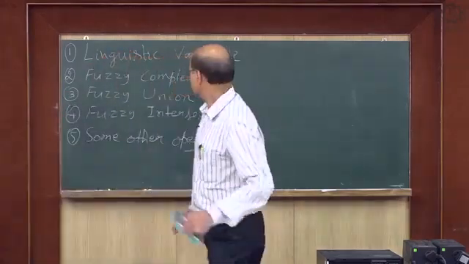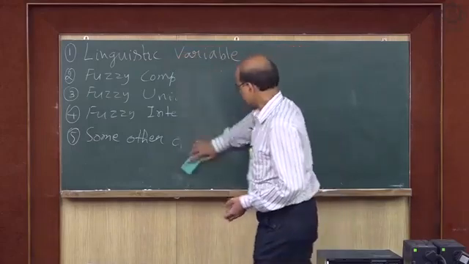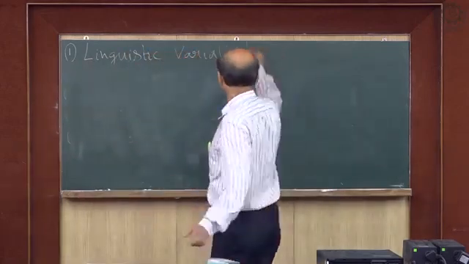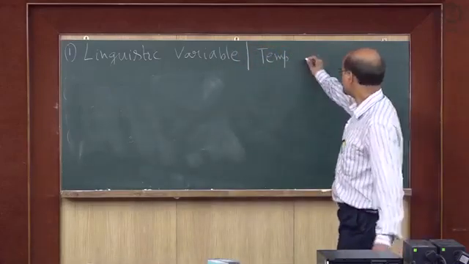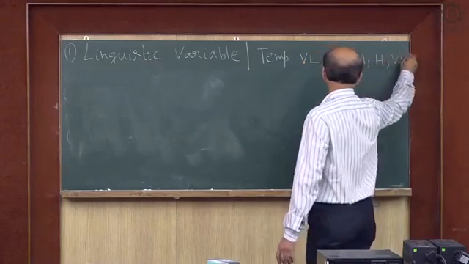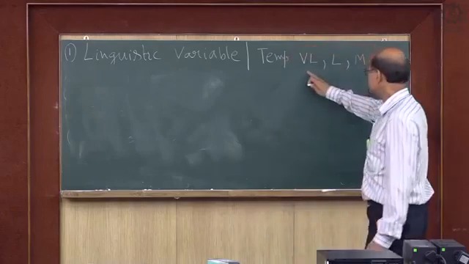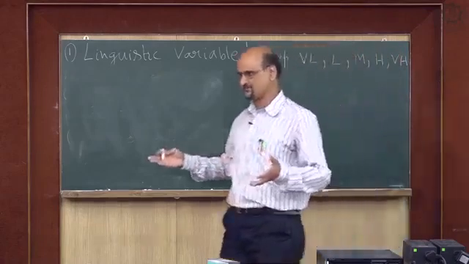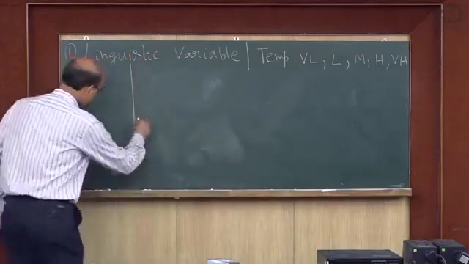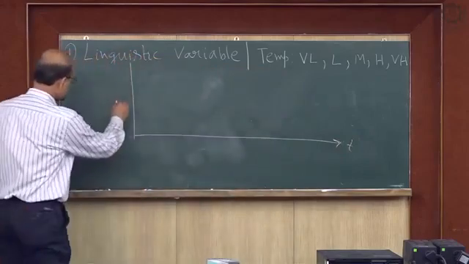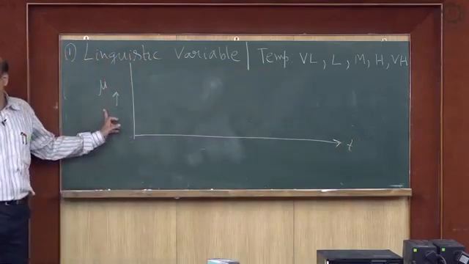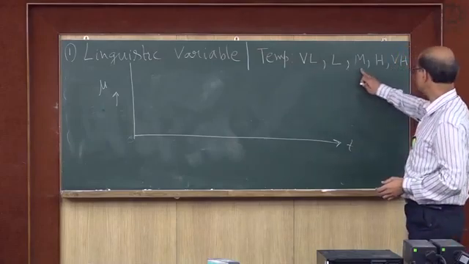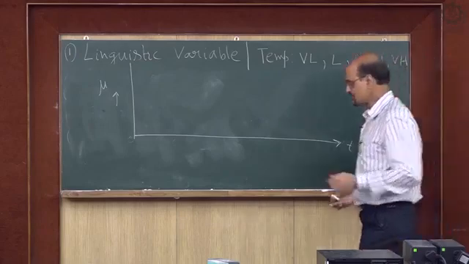Now, let us start with linguistic variable first. Linguistic variable means, suppose we define the temperature. Temperature we can say linguistically as very low, low, medium, high, very high. As we discussed in previous classes, we cannot define these exactly. So, suppose this is your T, this is your mu membership function, and I want to designate VL, L, M, H and VH, those are very low, low, medium, high or very high temperature.